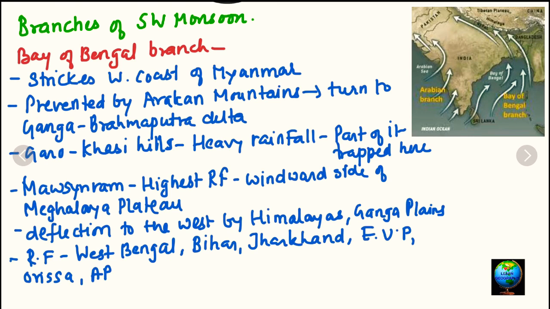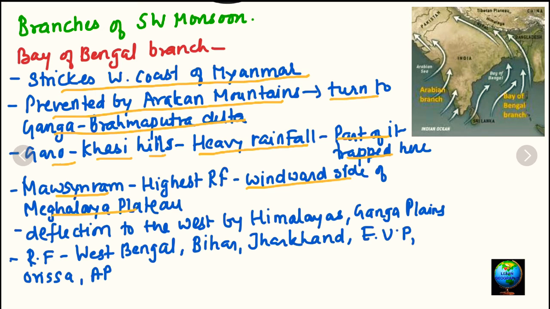Bay of Bengal branch. It first strikes the western coast of Myanmar, where it is stopped by the Arakan mountains, and because of which these winds turn to the Ganga and Brahmaputra delta. A part of these winds are trapped by the narrow valleys of the Garo and Khasi hills, and because of which these regions receive heavy rainfall. Monsoon Ram, situated on the windward side of the Meghalaya plateau, has set the world record of highest rainfall in the world.